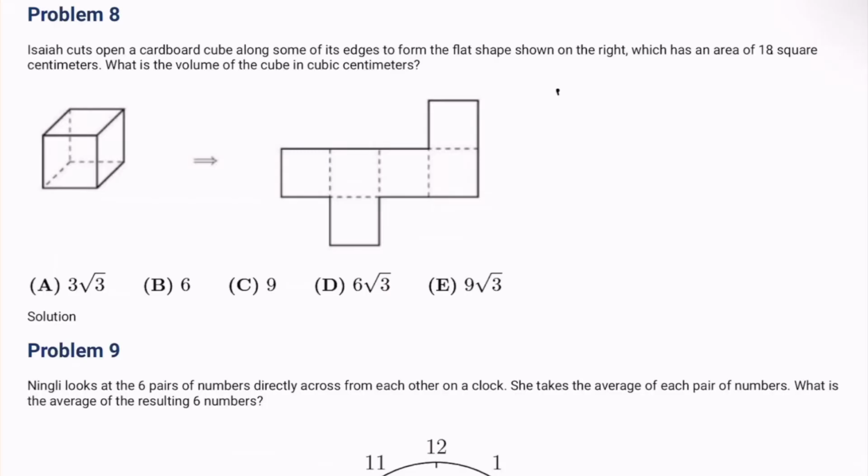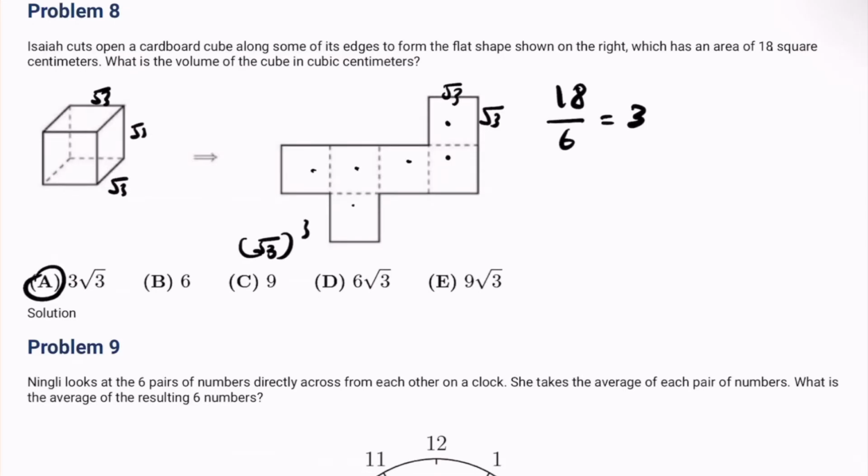So since the area is 18 square centimeters, we can first find how many squares there are. There's 1, 2, 3, 4, 5, 6. So 18 over 6 is 3. So the area of each of the squares is 3. Then that means the side length of one of the squares is root 3. And since the side length is root 3, the volume is just root 3 cubed, which is 3 root 3, which is A.